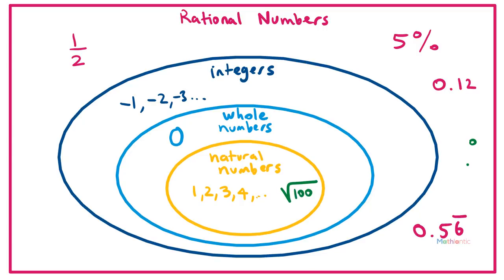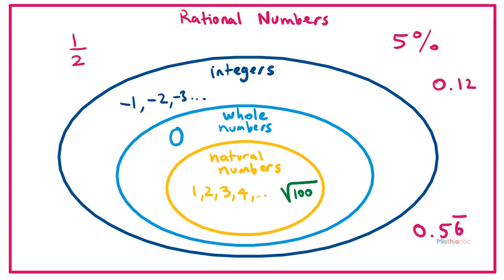A natural number is the innermost set here, as you see in this Venn diagram. So every natural number is at the same time a whole number, an integer, and a rational number. See that yellow circle is inside all of the sets that are listed here.